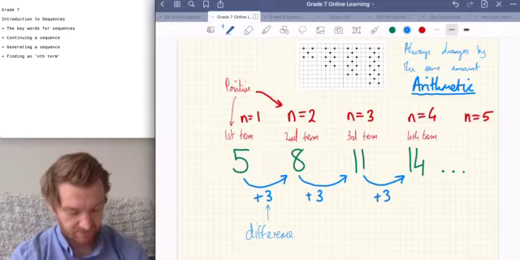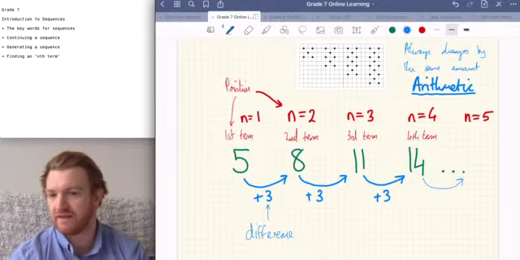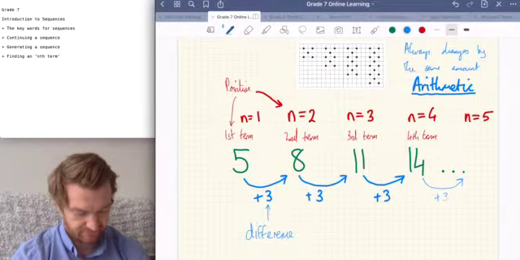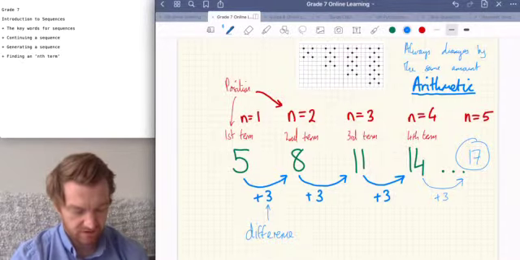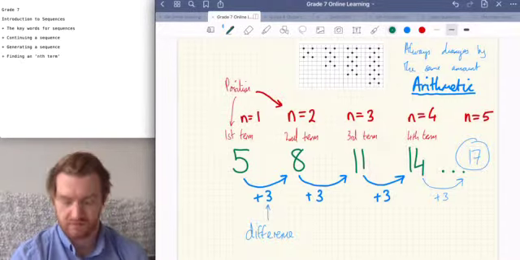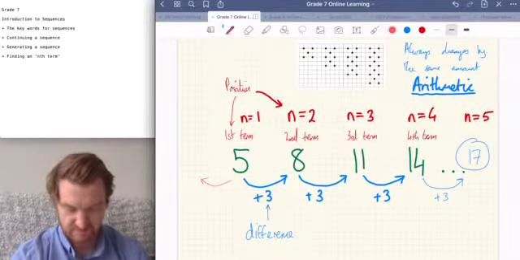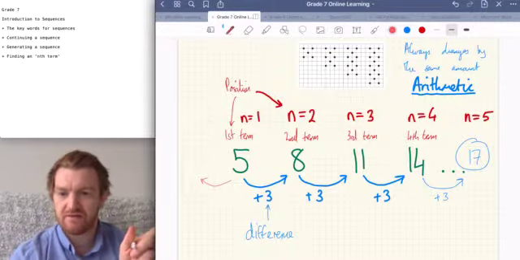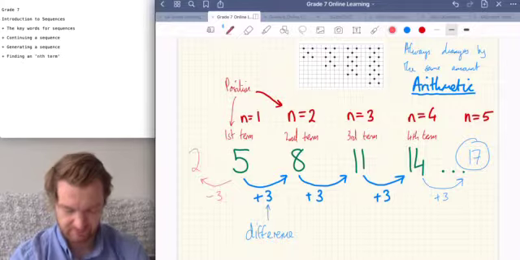We could then, if we wanted to, continue the sequence. Continuing is when you just find the next number. So we could say 14 plus 3, the next number would be 17. We can also go backwards in a sequence. So we could have said, what happens if I went backwards? Instead of adding 3, we'd have to subtract 3, and we'd get 2.